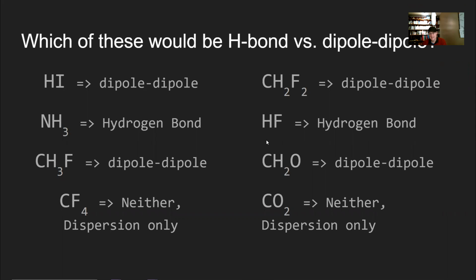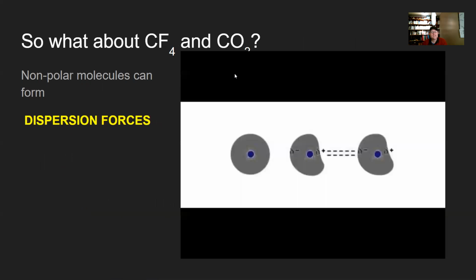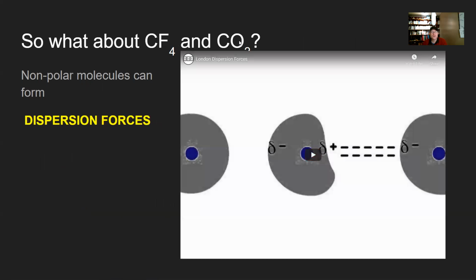CH2O is going to be dipole-dipole, so there should be a double bond attaching the oxygen to the carbon. And carbon dioxide is going to be neither, where it's not going to have hydrogen bonding or dipole-dipole attractions. It'll have dispersion forces only. And so that hopefully leads us right into what is a dispersion attraction.